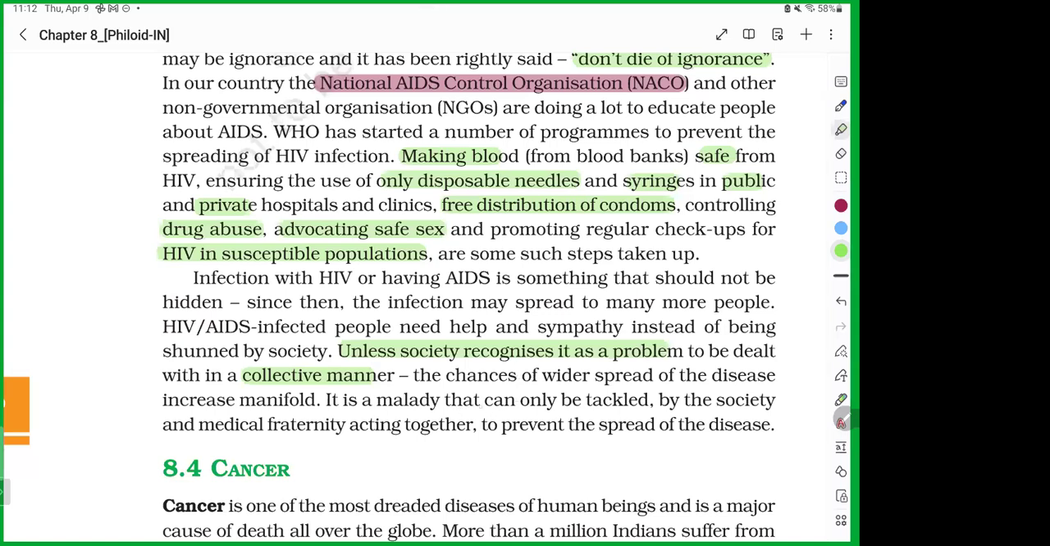So it is a malady that can only be tackled by society and the medical fraternity acting together to prevent it. Because if society is not helping the medical fraternity, and patients are not telling people, "Yes, I have HIV," and people respect them, then we can work on how we can cure it or how we can prevent it. Have proper sympathy with the patient, we can cure it.